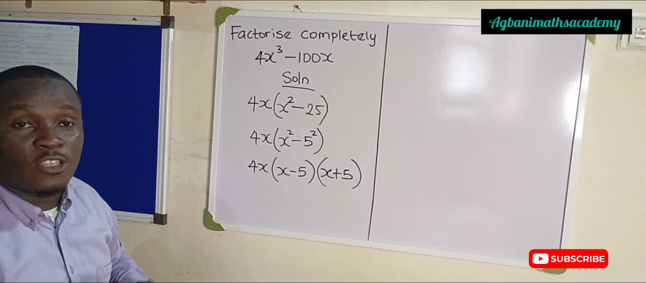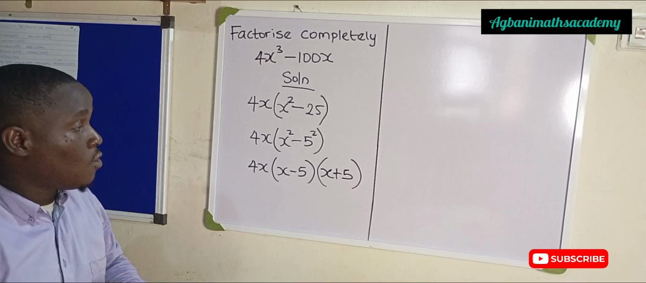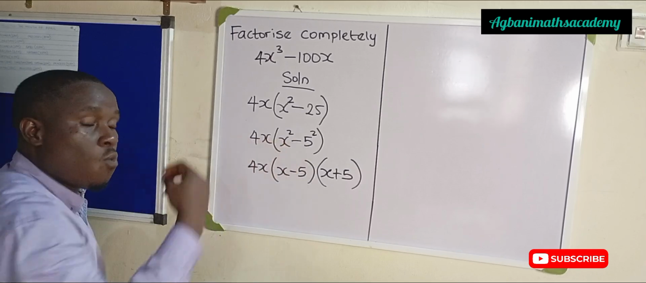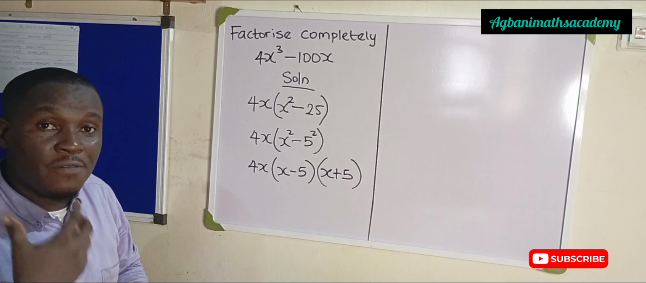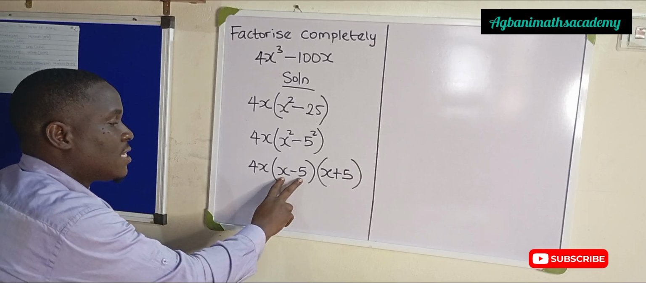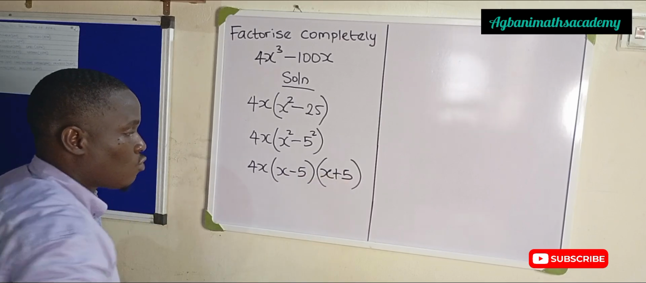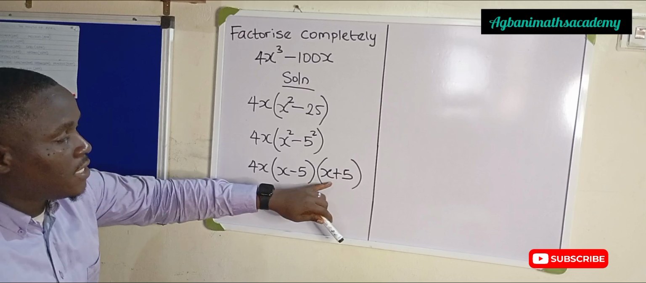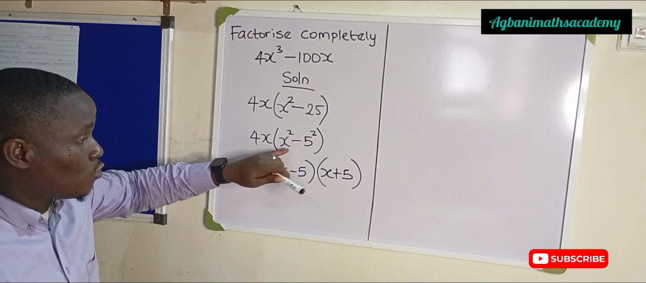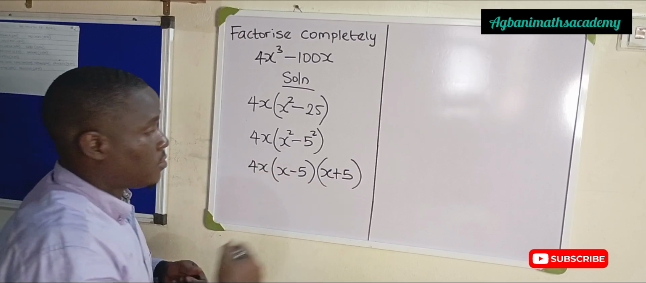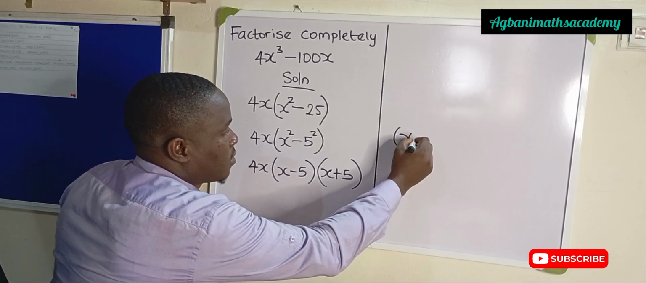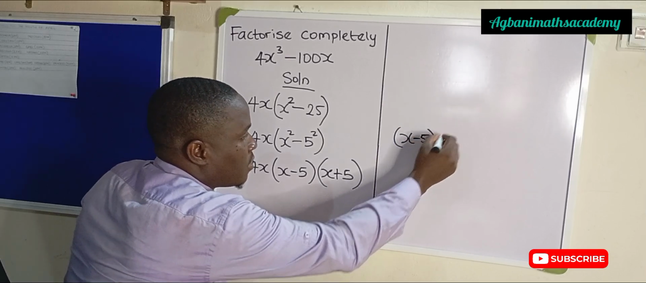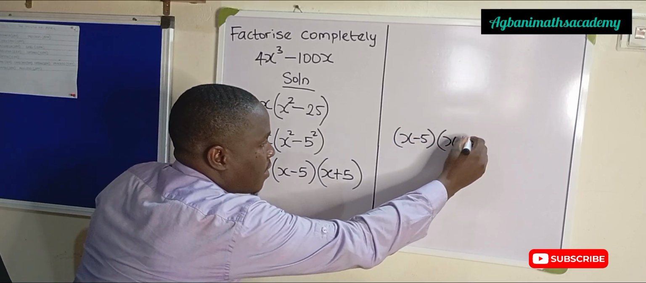So this principle here is called difference of two squares. Once you have two squares, one subtracting the other, you can simply factorize them by subtracting in one group and adding in one group. If we expand these two brackets, we are going to get this. Let's try it out. So this will be x minus 5 into x plus 5.